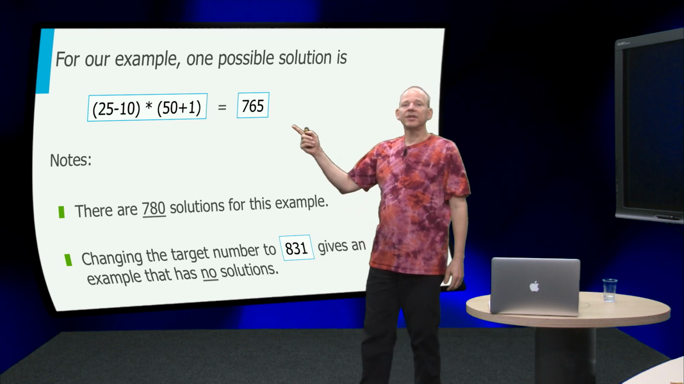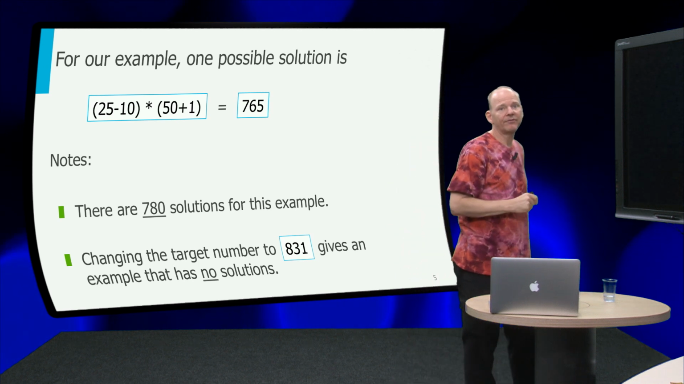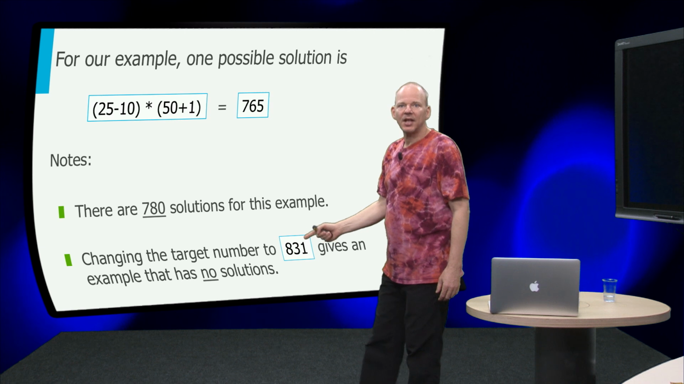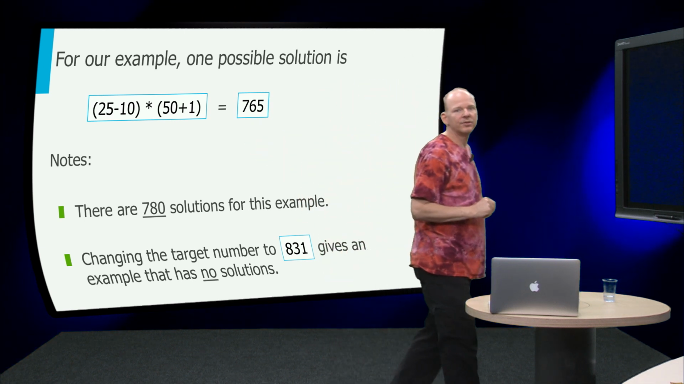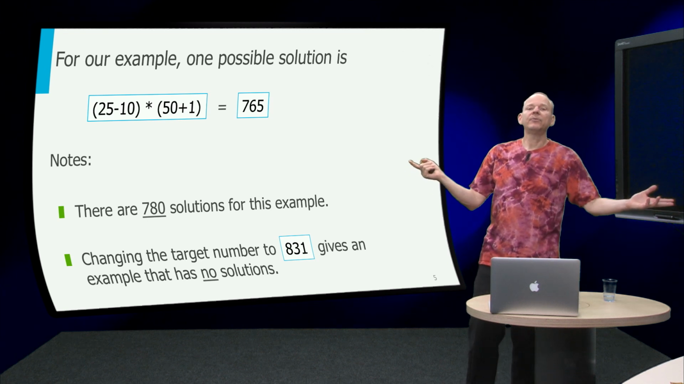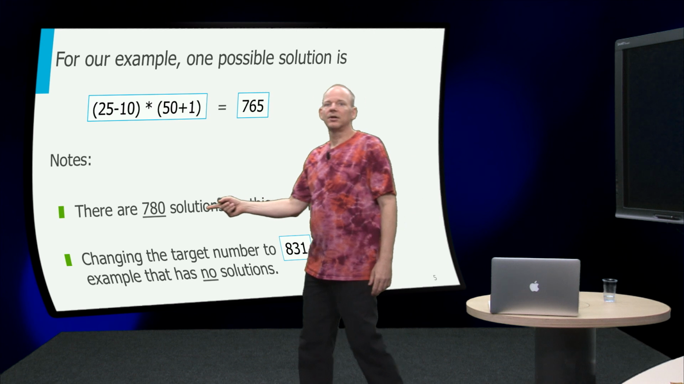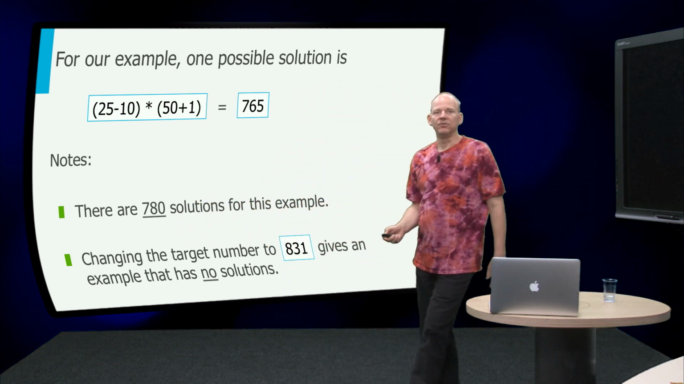All right. So for this particular example, the search space consists of 780 possible solutions. But if we slightly change the result value, then suddenly we can find no solution. Okay? So we go from 780 possible solutions to no solutions.